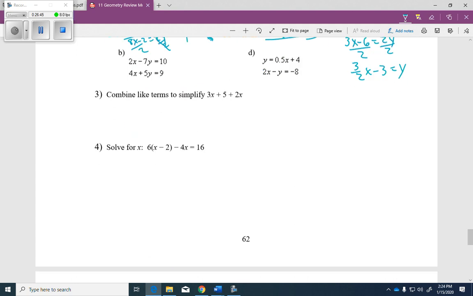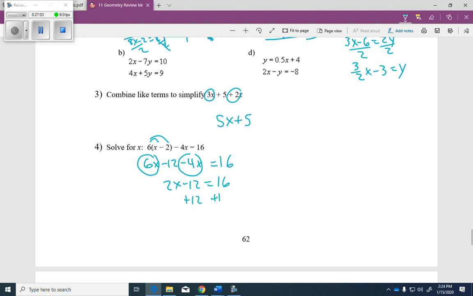Combine like terms to simplify. So this is 5x plus 5. Done. Solve for x. So first we distribute. Then we combine like terms. And now we could add 12 to both sides and divide by 2.